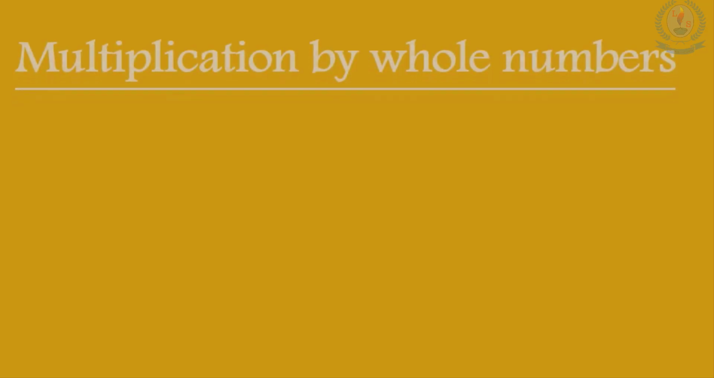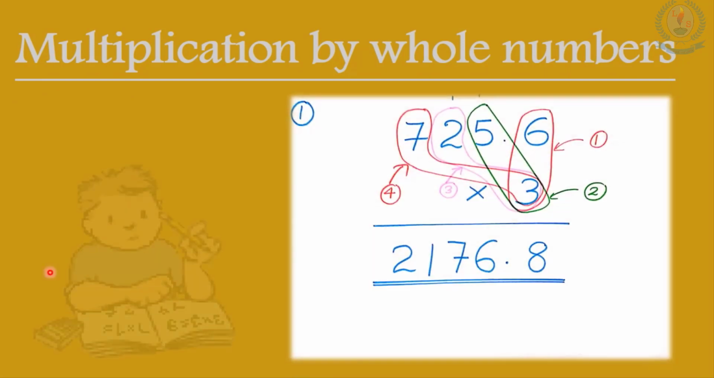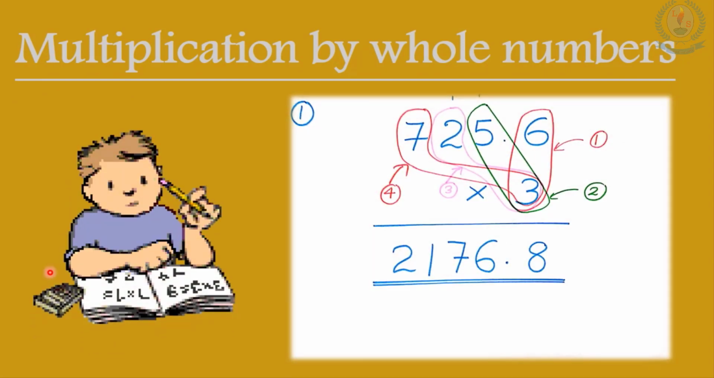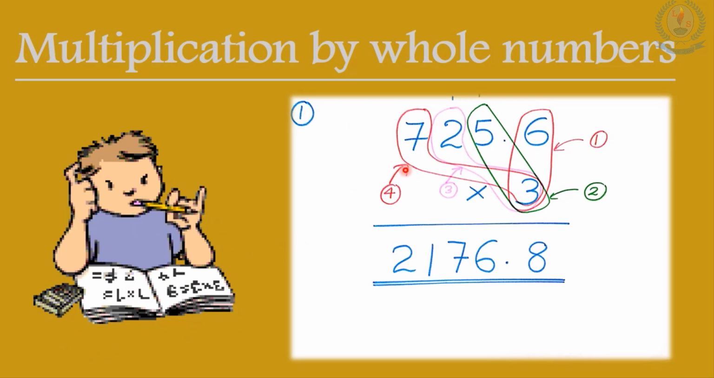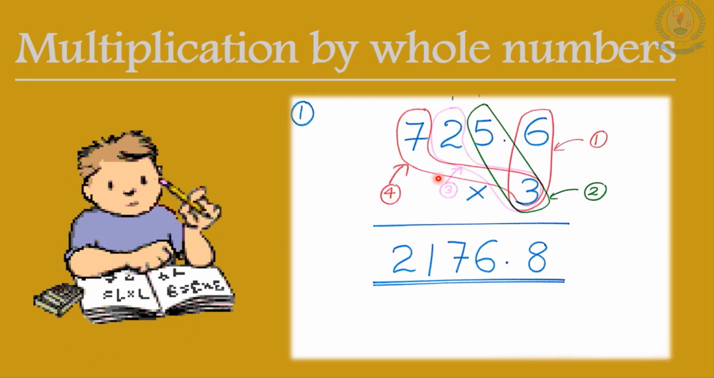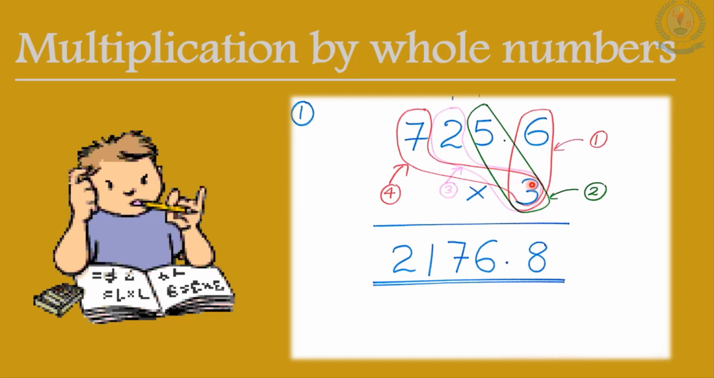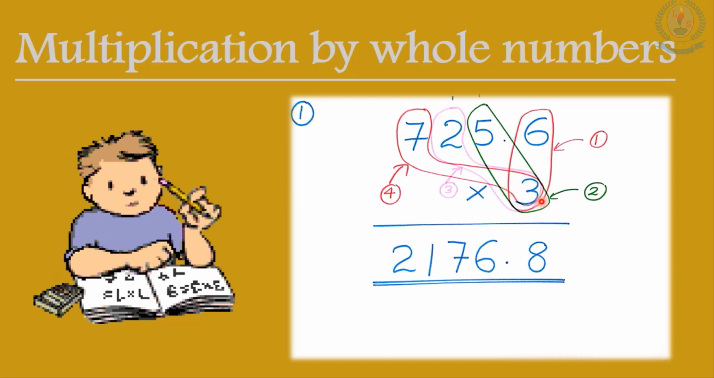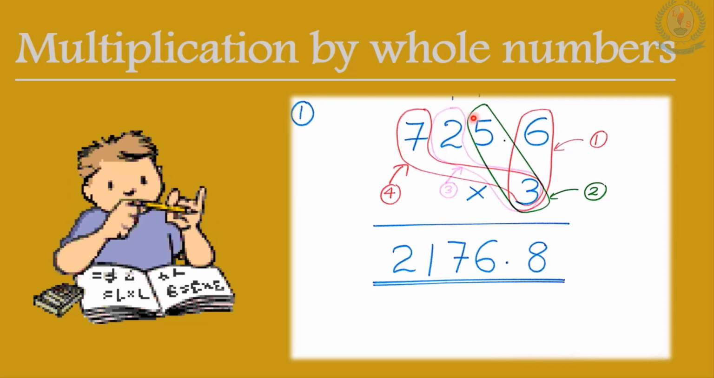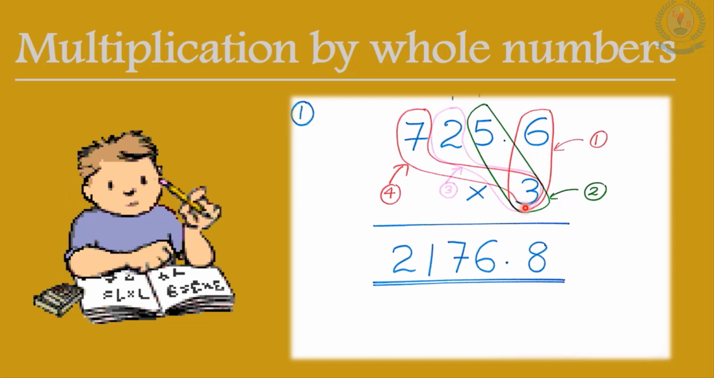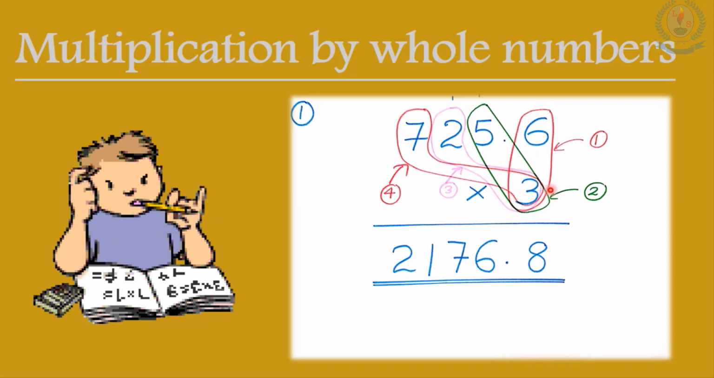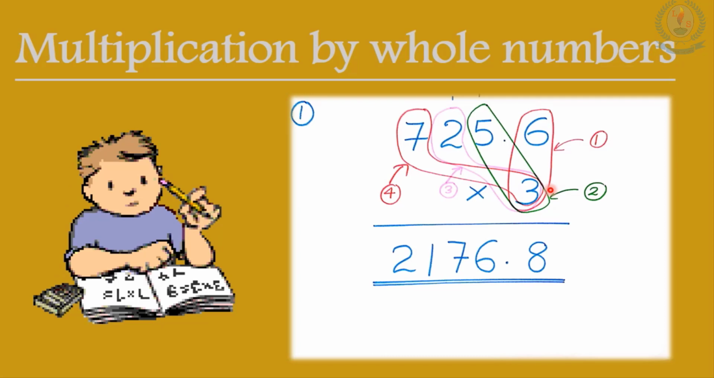Then next subtopic is multiplication by whole numbers. Look at this first example. Here we have 725.6 multiplied by 3. 3 is a whole number, one digit number. We have to multiply 725.6 by that 3, right? Here we are using our same multiplication method, that means that long multiplication method.